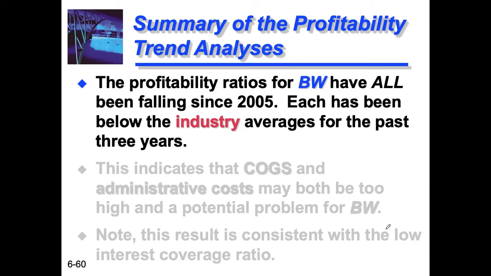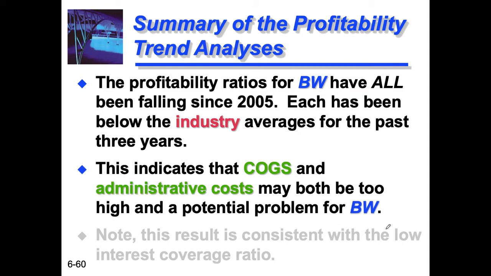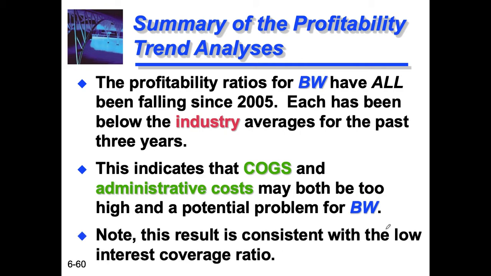Okay, this one is the summary of the profitability analysis. The profitability ratios for BW have all been falling since 2005. Each has been below the industry average for the past 3 years. This indicates that COGS and administrative costs may both be too high and a potential problem for BW. Note this result is consistent with the low interest coverage ratio.